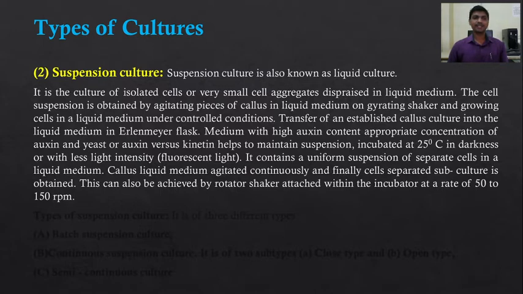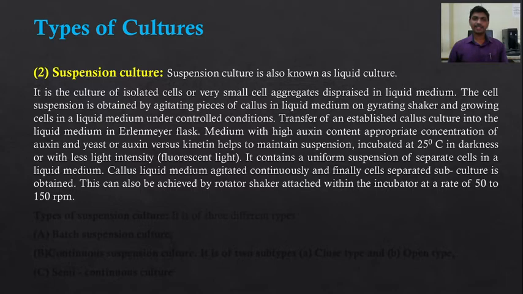The cell suspension is obtained by agitating pieces of callus in liquid medium on a gyrating shaker and growing the cells in a liquid medium under controlled conditions. Such isolated cells or small clumps of cells are suspended in the liquid medium and agitated continuously on a gyrating shaker. A shaker is an instrument used for shaking the liquid medium.